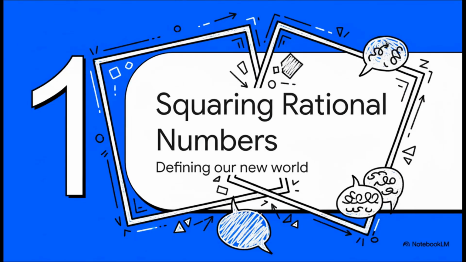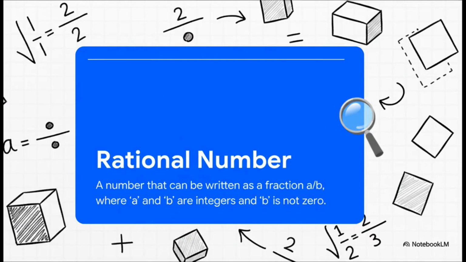Okay, so that brings us right to our first section, squaring rational numbers. Before we can really dig in, we need to quickly define what we're even talking about here. So what in the world is a rational number? Don't let the fancy name scare you. It's really just any number that you can write as a fraction, one whole number on top of another, as long as the bottom number isn't 0. So yeah, that includes stuff like 1/2 or 3/4, but it also includes a number like 5, because you can just write that as 5/1.